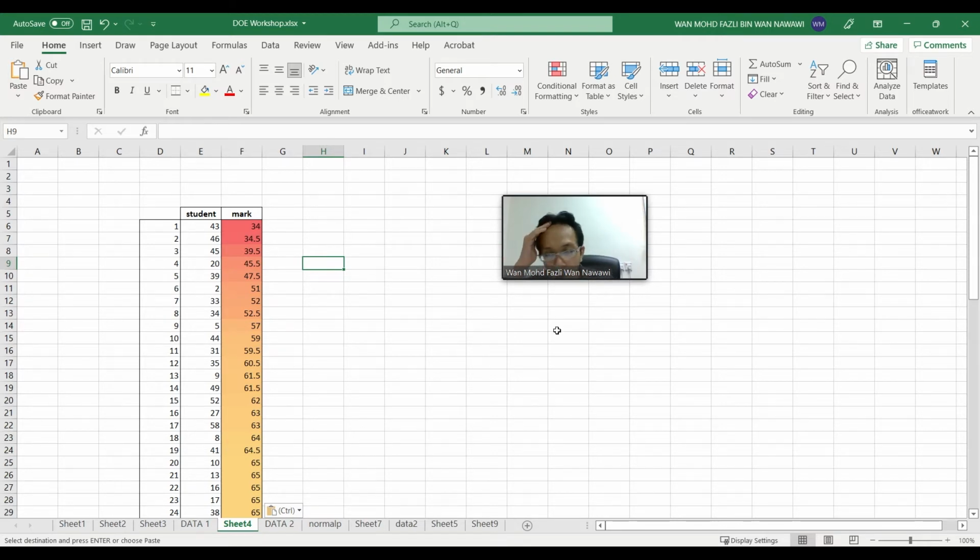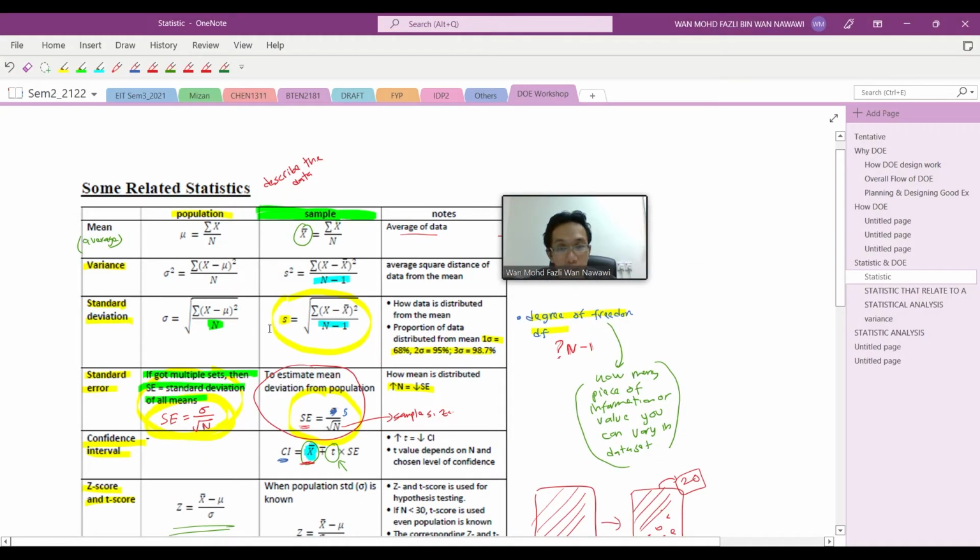So after you know how the data is distributed in the graph, we want to learn about all the stuff that we do here. Okay, so the mean we just average, and the variance is just the sum of the squares over n. Let's say this is just one class, so we assume it is a population.